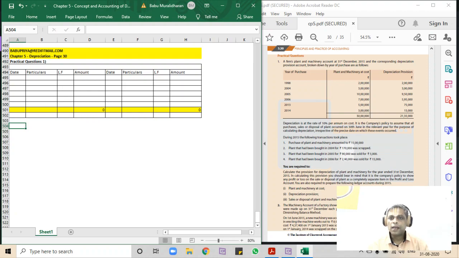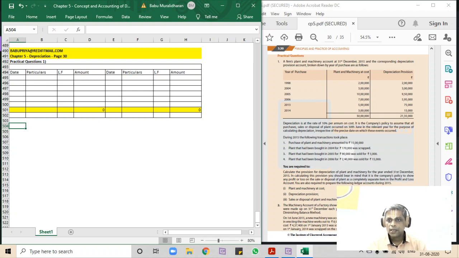A firm's plant and machinery account as of 31st December 2015 and the corresponding depreciation provision account, broken down by the year of purchase, are as follows. So plant and machinery year of purchase 98, 2004, 5, 6, 13, 14 is given, and then plant and machinery cost and depreciation provision. Okay, so it means that plant bought in 1998 has been fully depreciated. 2004 is fully depreciated. 2005 has 50,000 residual value. 2006 has 5,95,000 depreciated, so balance 1,05,000 is there. Similarly, we have the rest, right? Depreciation is at the rate of 10 percent per annum on cost.